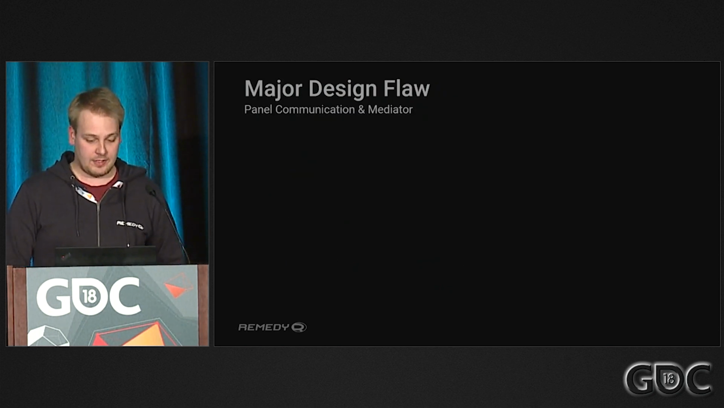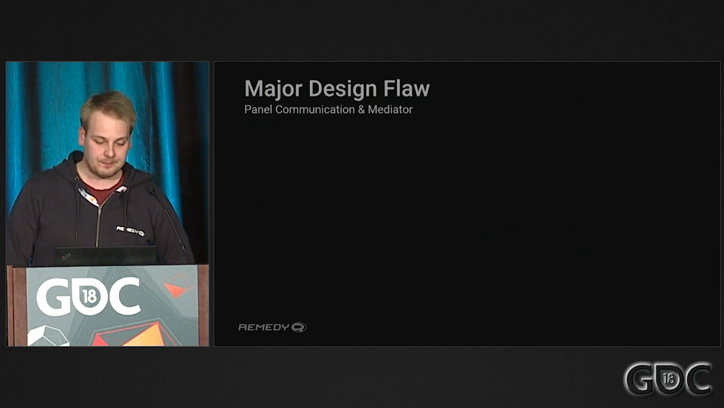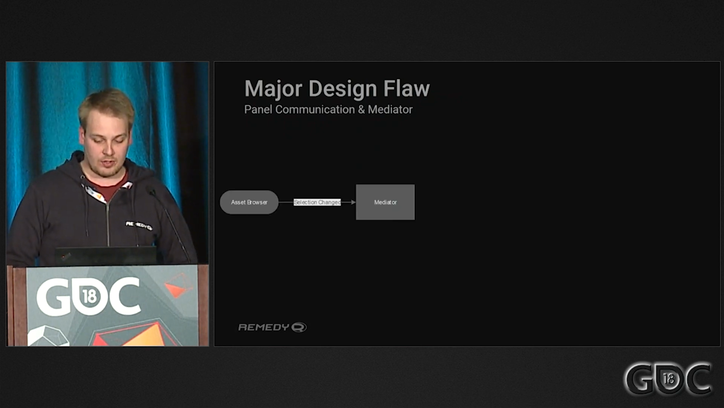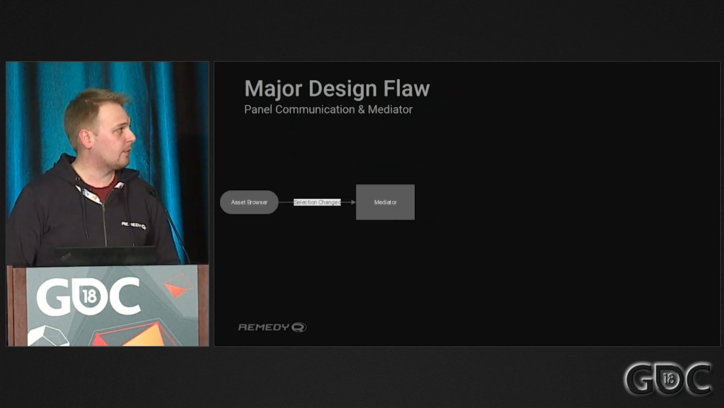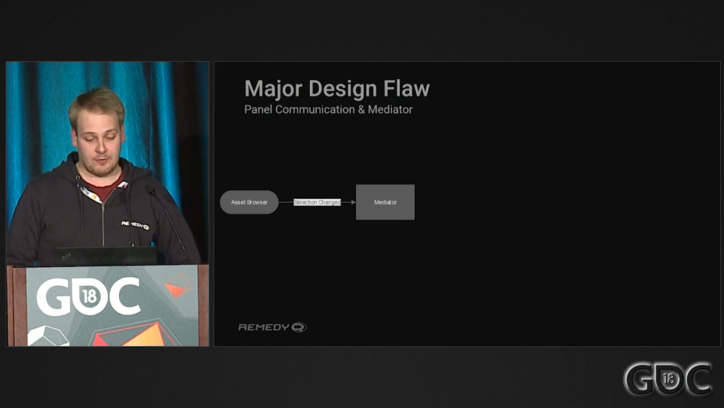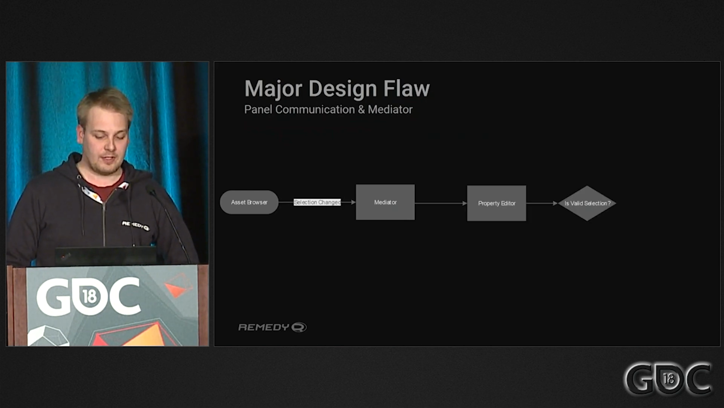But there was a major design flaw with this plugin-based loosely coupled design due to how the panels communicated. When the selection changed in the asset browser panel, it sent a message through a multicast system called a mediator to avoid tight coupling between the panels. The mediator forwarded the message to any panels that were listening to a given message, and those panels were responsible for determining how to handle it.